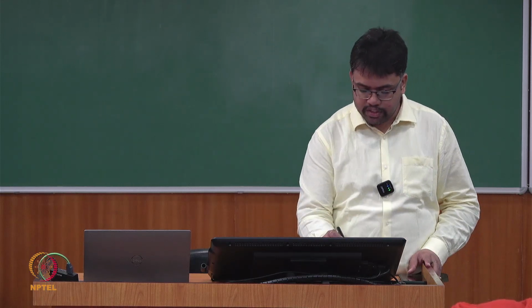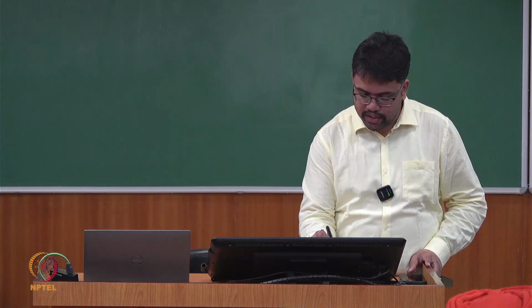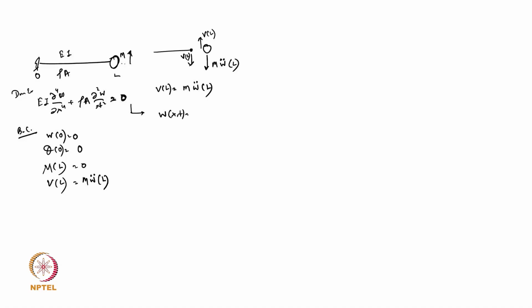So we have these boundary conditions, agreed? First, we can write W(x,t) equal to phi(x) and q(t). So what is our objective to calculate here? Free or forced? It's a free vibration problem, because we try to calculate the natural frequency.